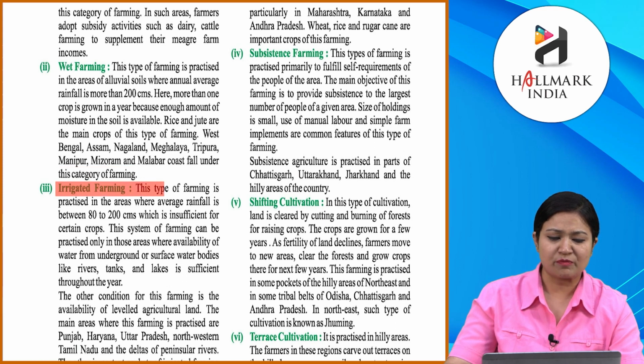Irrigated farming. This type of farming is practiced in the area where average rainfall is between 80 cm to 200 cm, which is insufficient for certain crops.